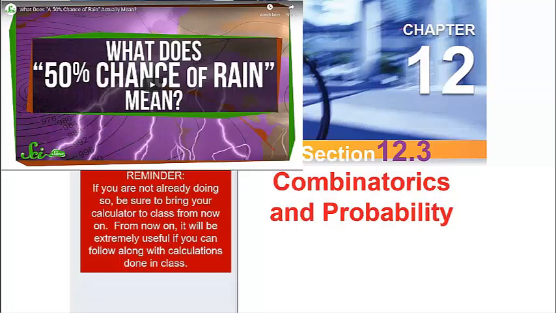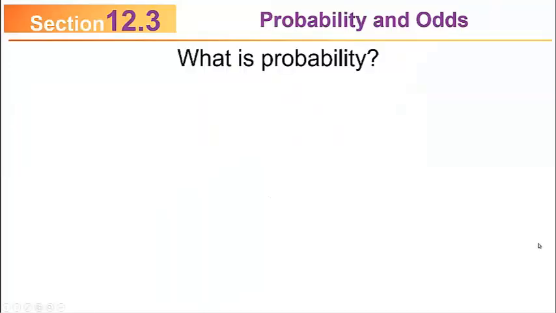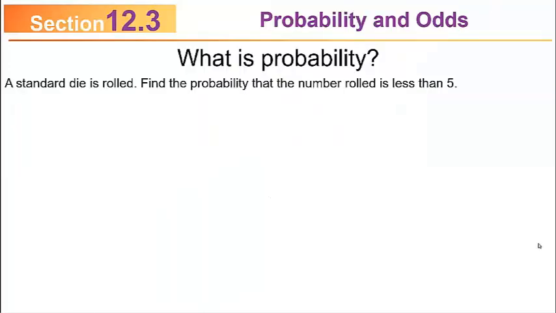Today we cover section 12.3 and in doing so introduce the idea of probability. So what is probability? I want to introduce it through an example. Suppose we take a standard die, sides 1 through 6, and we want to know the probability that the number rolled is less than 5. So what do we need to know in order to answer this question?